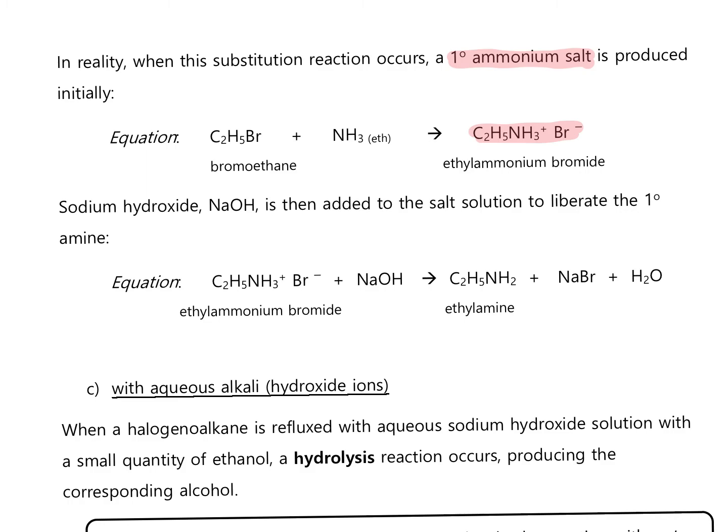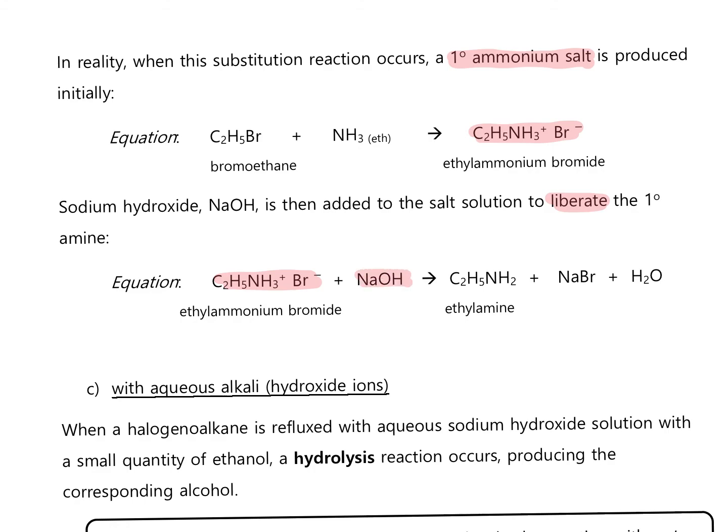In reality, that's what we form, but the mechanism we show that bromide ion picking up a hydrogen and cancelling out that negative charge. So we see hydrogen bromide as a product as well in the mechanism, but in reality we form the salt and then actually need to add an alkali to what we call liberate the primary amine. So we would take our salt, our ethyl ammonium bromide, so that's like the middle step of the mechanism that we wrote on the previous page.